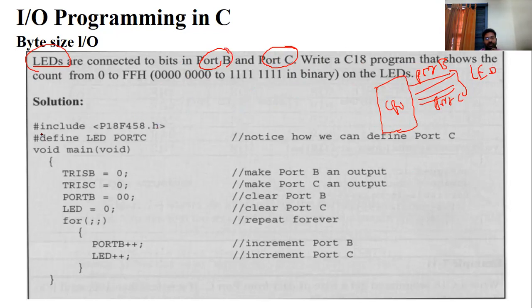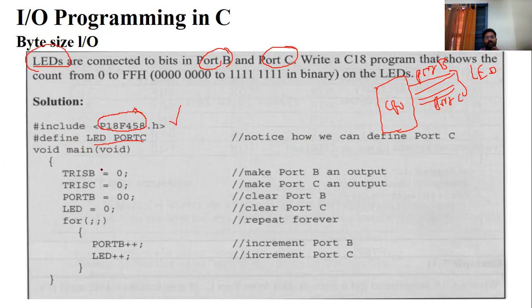So this is the file. This is the model of the microcontroller we are using, the PIC 18. PIC 18 F458 is the header file. The header file indicates the model of the microcontroller. So here we can take these LEDs to port C.